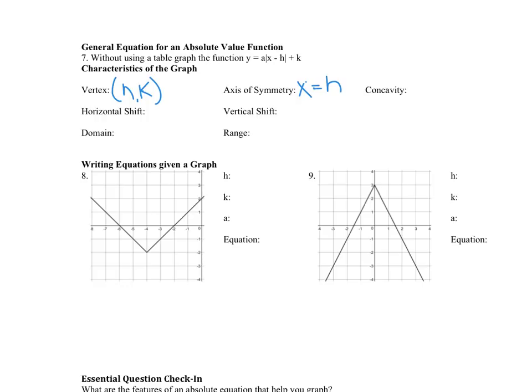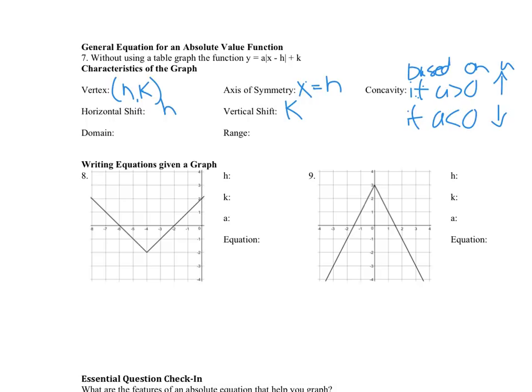Our concavity is based on a. If a is greater than 0, so it's positive, we are concave up. And if a is less than 0, so a is negative, we are concave down. The actual numeric value doesn't matter, just whether it's positive or negative. Our horizontal shift comes from our h. Our vertical shift comes from the k.